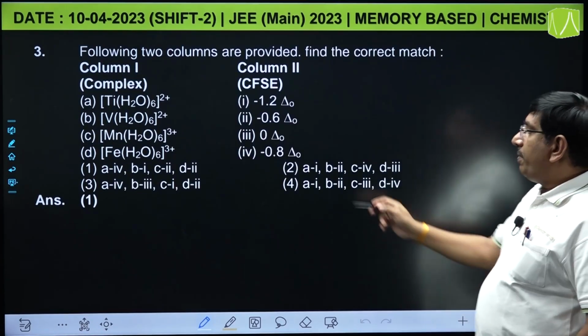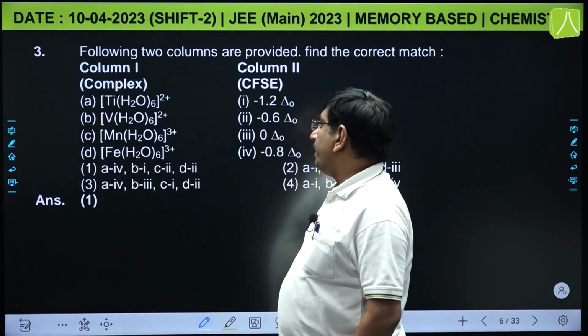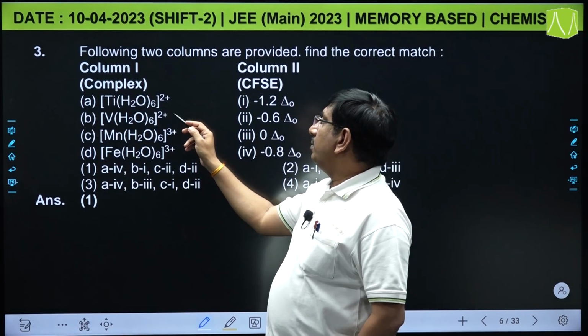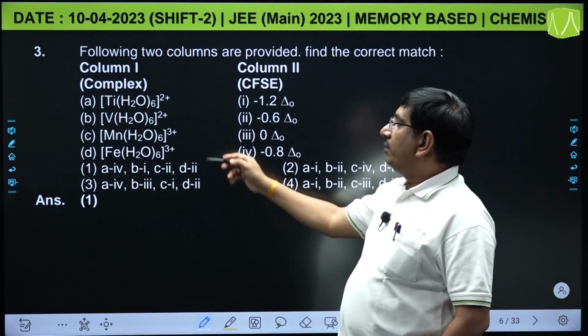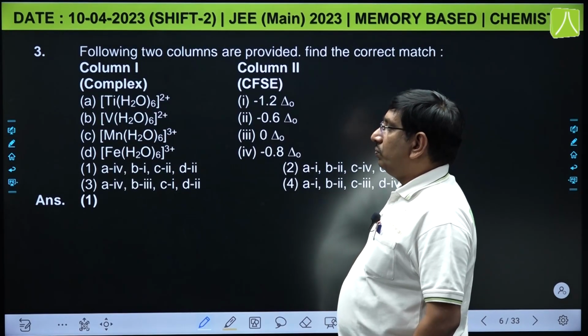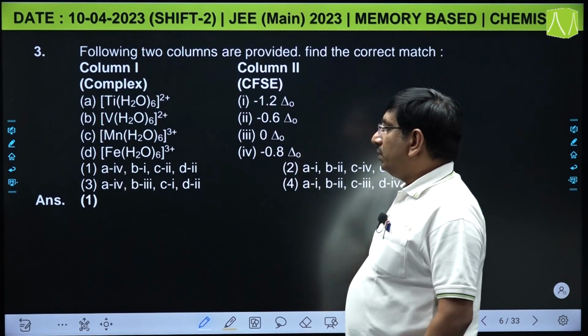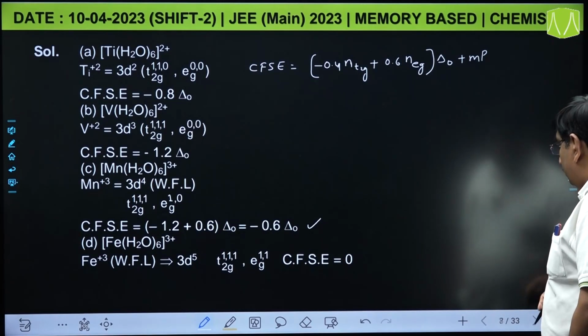So, on matching, first one will have minus 0.8 delta O, second one will have minus 1.2 delta O, and third one is having minus 0.6 delta O, fourth one is 0 delta O. So, the first option is the correct answer.